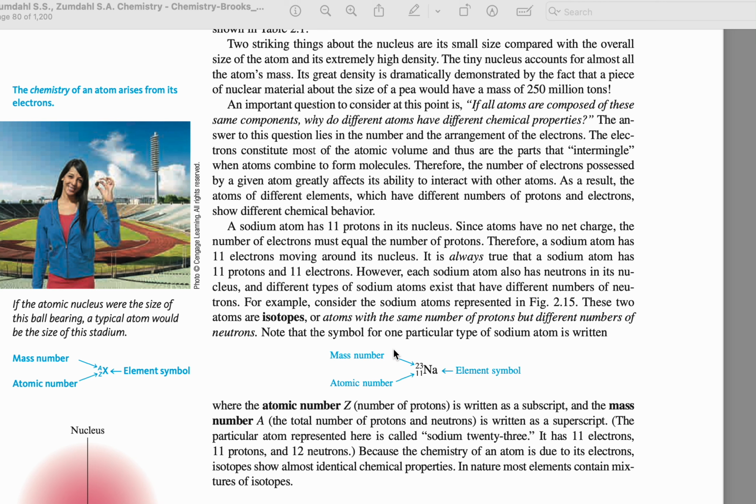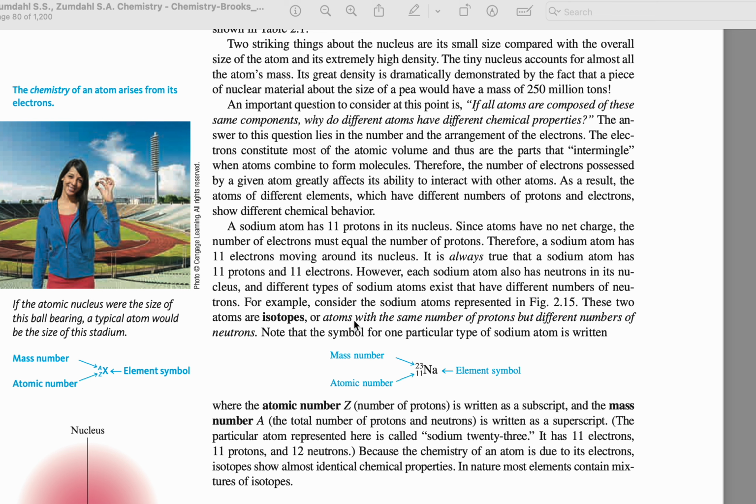So in this video, I'm just gonna simply talk about how to identify the atomic numbers, mass numbers, element symbols, and stuff like that, just by looking at it in the periodic table.